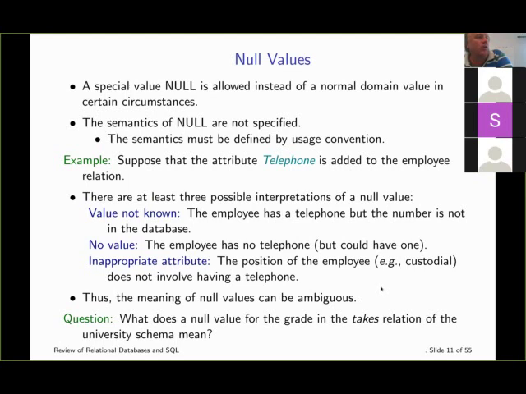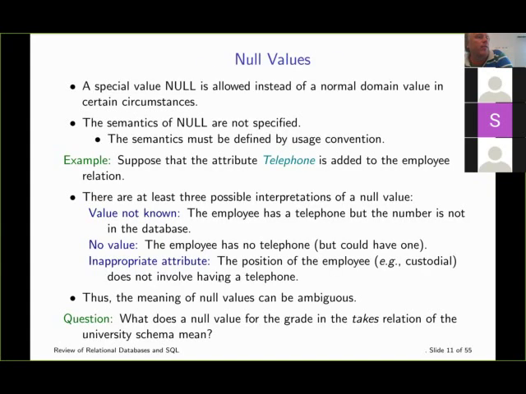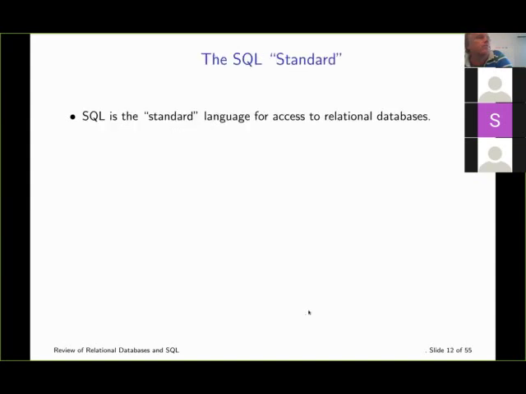So what does the null value for the grade in the takes relation of the university database mean? We can think about that. It might be that it's not assigned yet. It might be that it won't be assigned. It might mean that it doesn't apply. They might be taking the course as pass/fail, or they might just be sitting in on the course. There could be lots of different meanings.